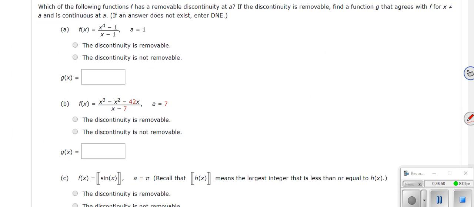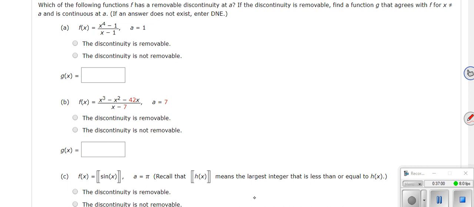Okay, which of the following functions has a removable discontinuity at a? If the discontinuity is removable, find a function g that agrees with f for x not equal to a and is continuous at a. Here's essentially what we're doing. We are simplifying these rational functions. We are taking out the part that would give us the hole when we graph it. That's like the one I was talking about earlier.